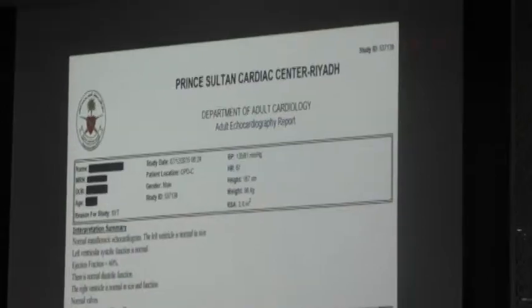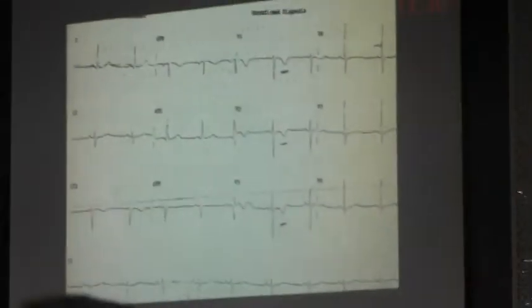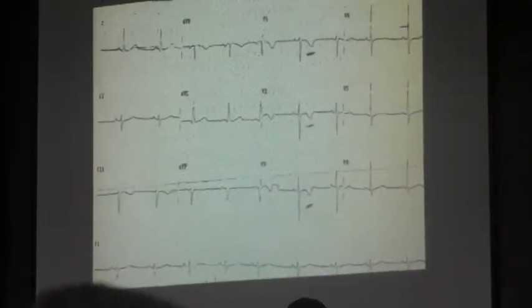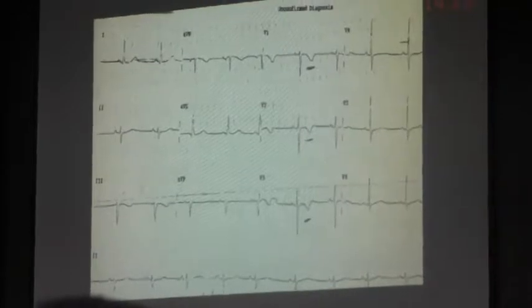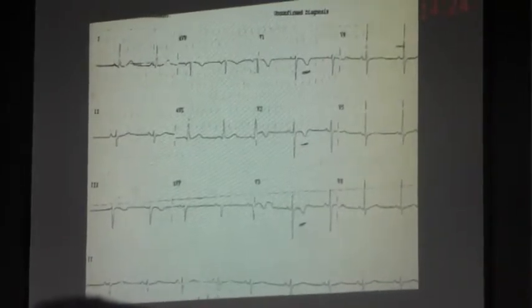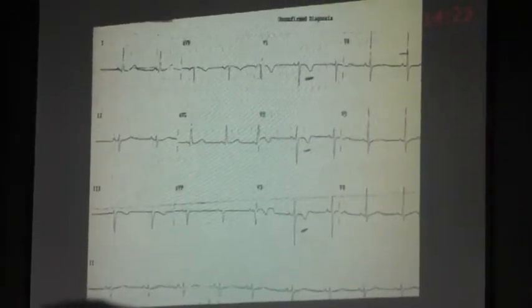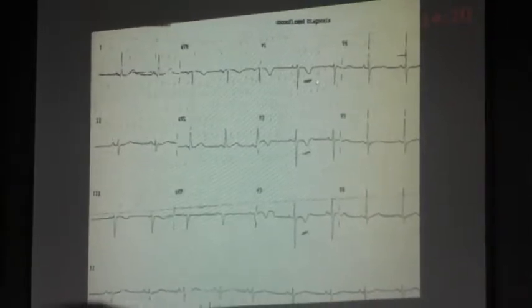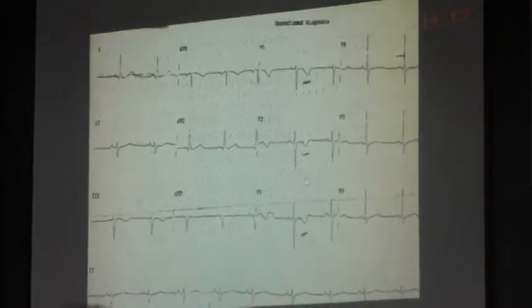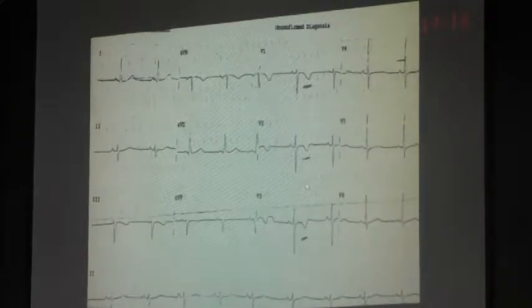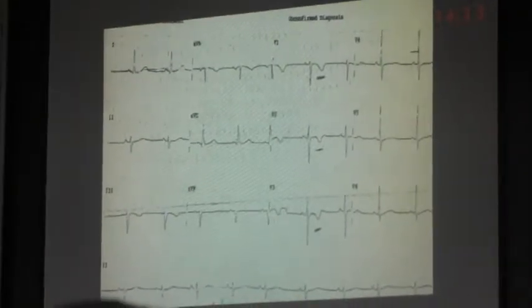in the transthoracic echo. This is the 12-lead ECG at baseline, and as you see, the most obvious abnormality is actually the T-wave inversion in V1, V2, and V3, which is clearly abnormal. The rest of the ECG was basically normal.